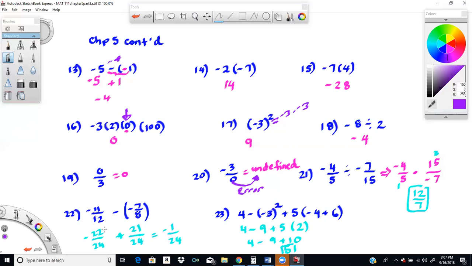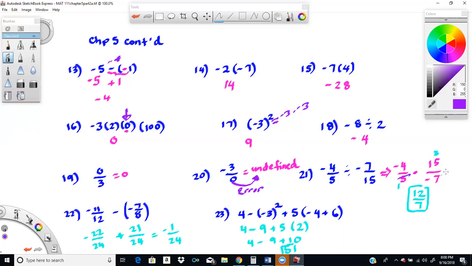Now we get into our fractions from the first week. Division of fractions, subtraction or addition of fractions, but we're dealing with signed numbers in this case, so they're coming back. Remember, when you're dividing, you just multiply by the reciprocal. You do not have to find a common denominator. So -4/5 divided by -7/15 becomes -4/5 times 15 over -7. What I did is I simplified first. 5 and 15 have 5 in common.